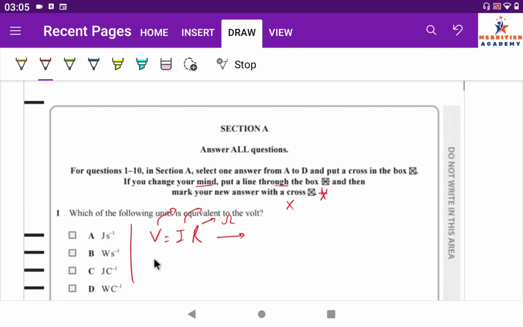And one more formula we have, where V is equal to work done divided by charge. So from the first formula you will get voltage is equivalent to ampere ohms, but from this formula you will get volt is equivalent to work in joules divided by coulombs. So you can write this as joules per coulomb. So from here the correct answer is C.